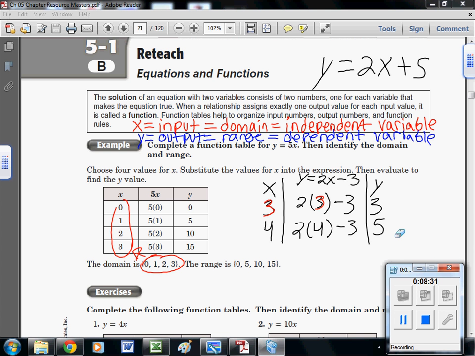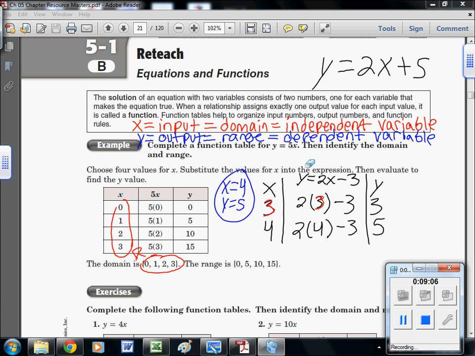One other item I want to draw attention to is make sure that you know what a solution to an equation is. It says the solution of an equation with 2 variables consists of 2 numbers, 1 for each variable, that makes the equation true. For example, in ours over here, we found out that if you plug in 4, it gives you 5. So x equals 4 and y equals 5, those are solutions. As a pair, as a partnership, those 2 combined, they are a solution to the original equation.